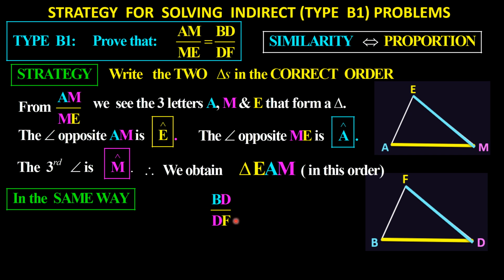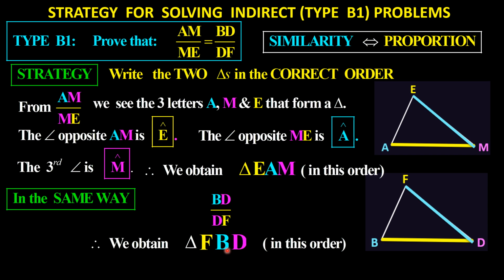BD is to DF. So what do we see there? A B, a D, and a F, three letters. So let's look at the numerator. BD, what's the third letter? The third letter is obviously A, F. DF, what's the third letter? DF, it still needs a B. And there I have a FB, and what's the third letter? The third letter is a D.